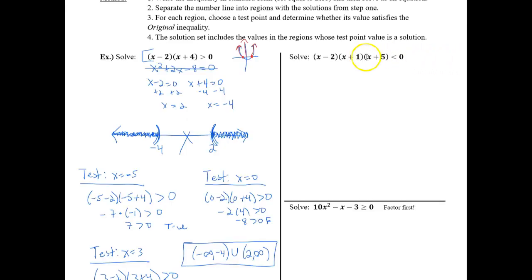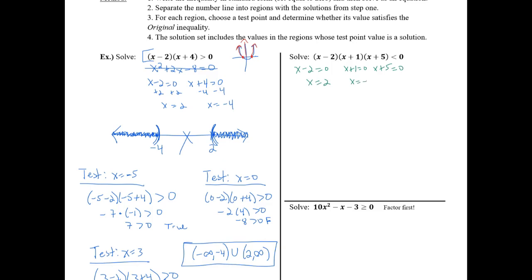Alright, let's see how you did. Looking at this first example, it's already factored. All the variables and constants are on one side, set less than 0. Once it's factored, we identify the critical points by setting each factor equal to 0 and solving for x, essentially finding the x-intercepts.